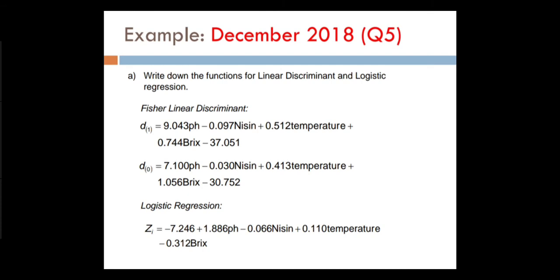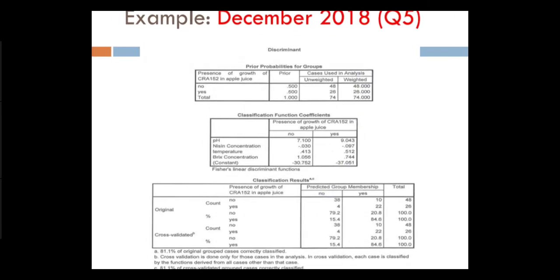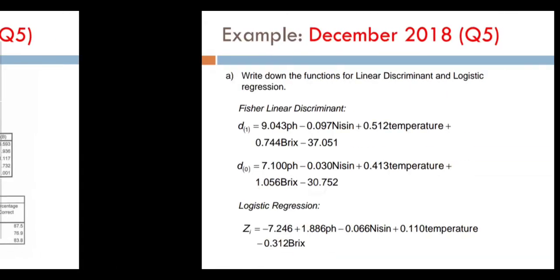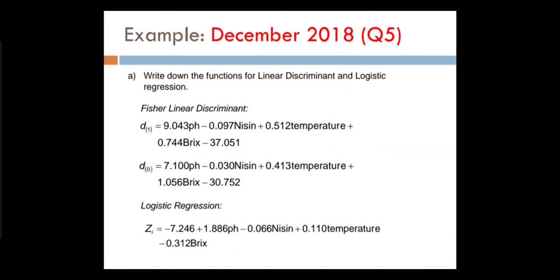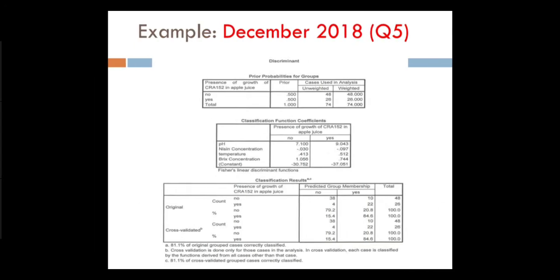Okay, that is the output. Okay, question one: write down the function for linear discriminant and logistic regression. We can have this linear discriminant function from the output of the discriminant here. We have no and yes. If you can see, here is D1, D1 for D yes, here 37, and D0 is for no.